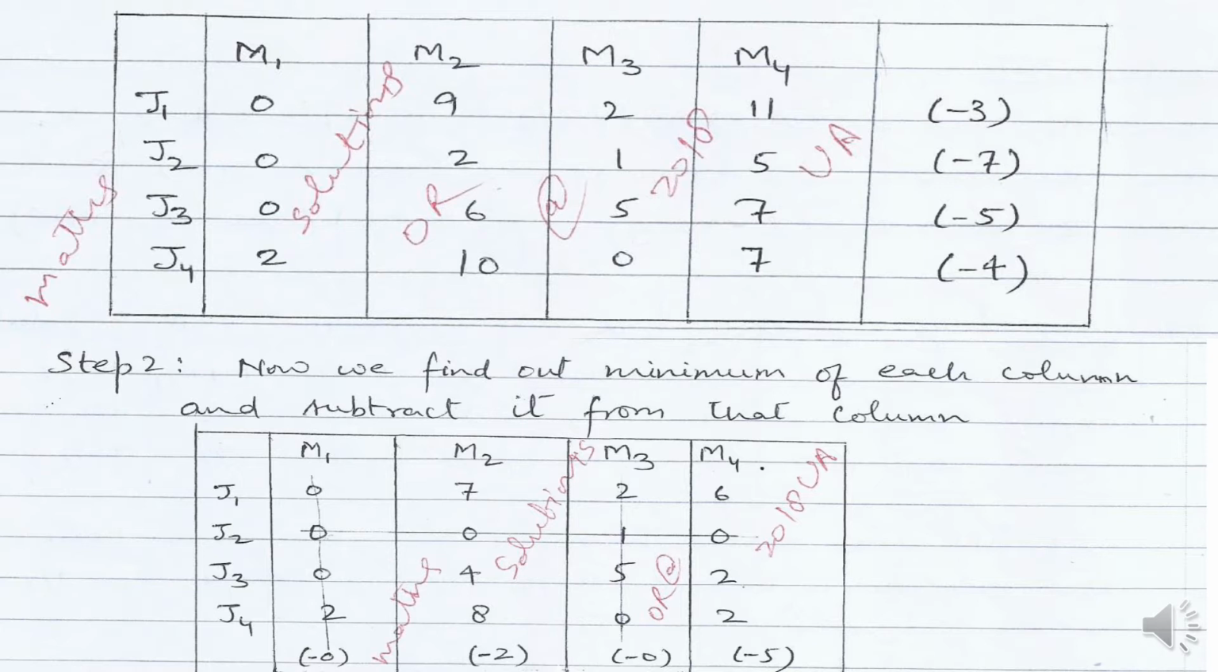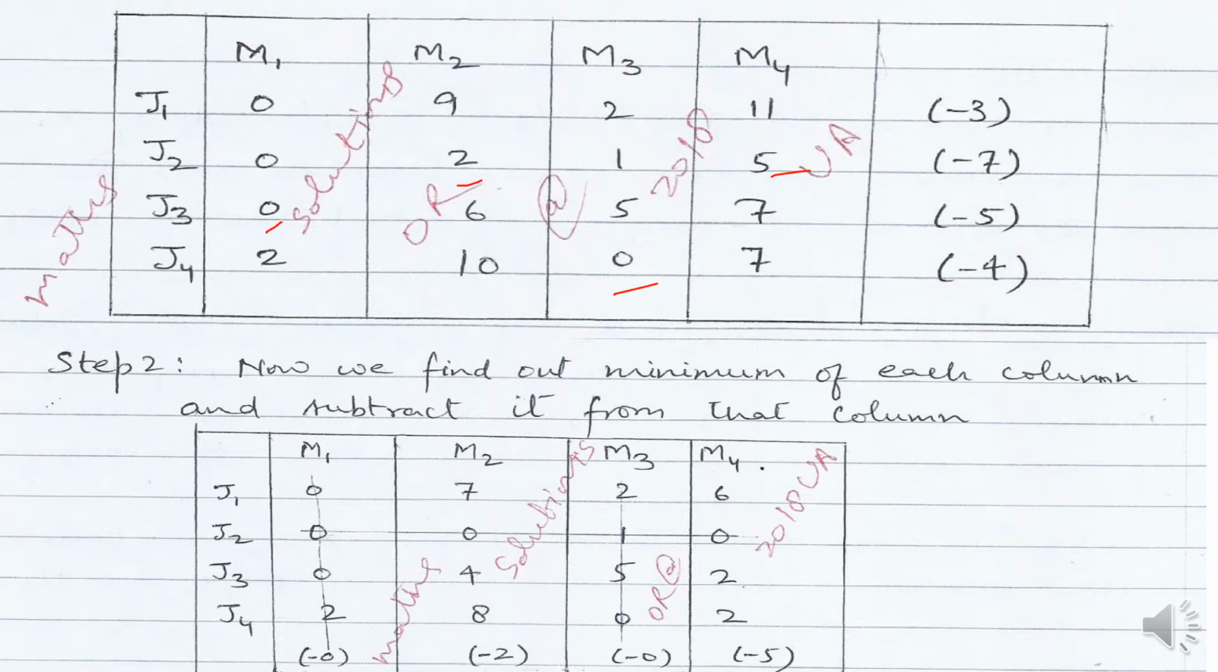Now once we got this table, we find the minimum of each column and subtract that value from each element of that column. Say for the M1 column the minimum is 0, for M2 it is 2, for M3 it is 0, for M4 it is 5. So we will subtract and get a new table.